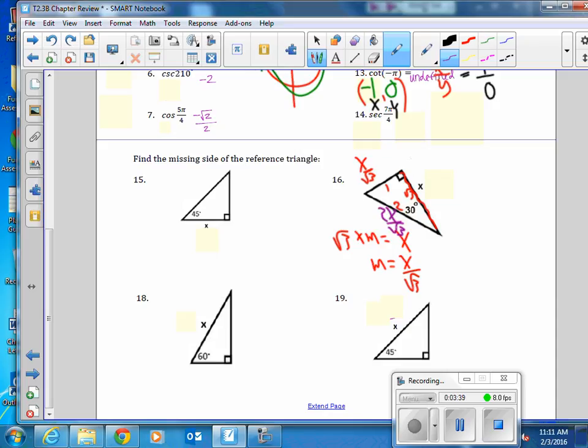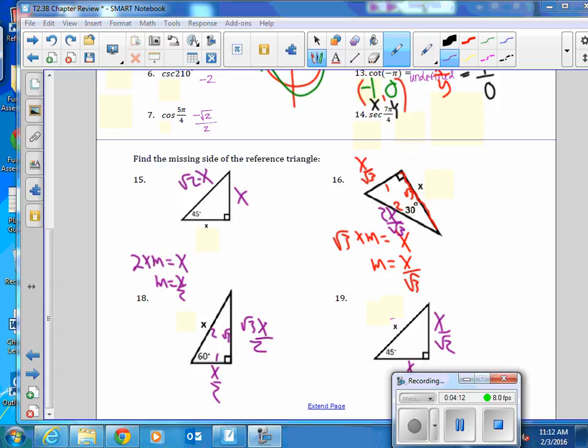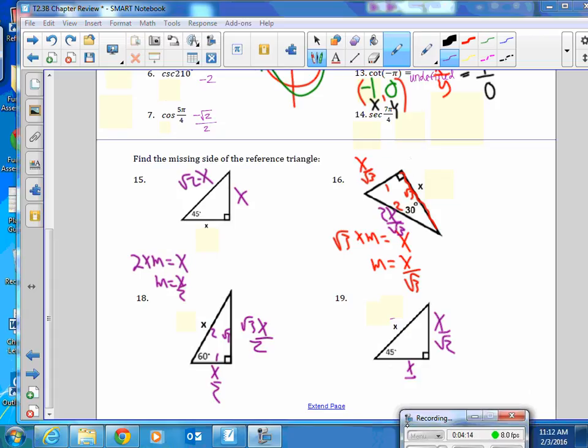18, sure. So this is the longest side. So let's do this. 1, 2, square root of 3. So 2 times m is equal to x. It looks like your multiple is going to be x over 2. So take 1 times x over 2, which is half of x. And then you take this times the square root of 3 over 2. This one's kind of nice. X times the square root of 2. This one is going to be x over the square root of 2. You like those 45s a lot better, don't you?